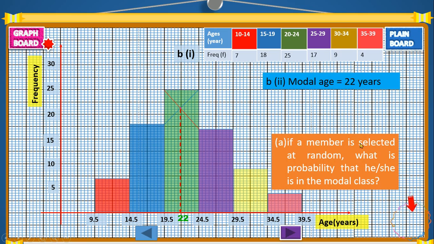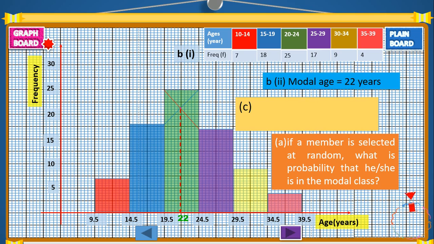If a member is selected at random, what is the probability that he or she is in the modal class? The modal class is the class with the highest frequency, or the class represented by the tallest rectangle. How many people do we have in that class? Class 20 to 24, you have 25. So now we are going to use that to calculate the probability.